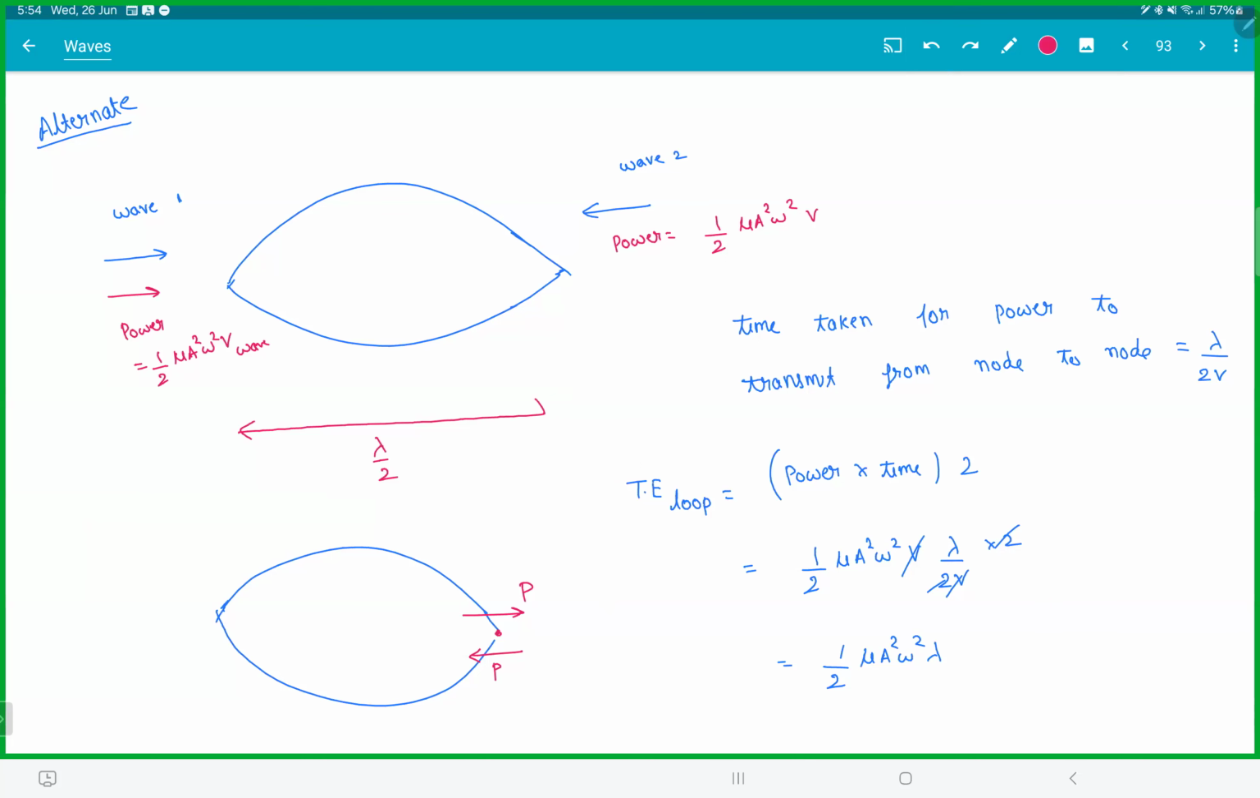Makes sense? If you say the energy of the loop is not constant, that means energy is coming out of the loop, so the energy of the loop should have been changing. Clear? The simple reason is energy is entering and leaving, and this works because both have the same amplitude and the same frequency. If the waves had different amplitudes, say 4P and 2P, that means the node won't be at rest. The node also will start moving, and then you don't call it a node anymore.